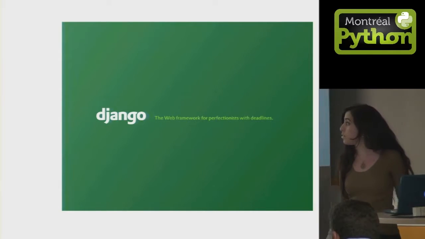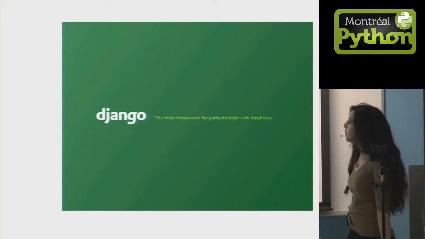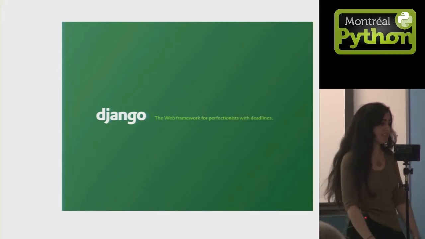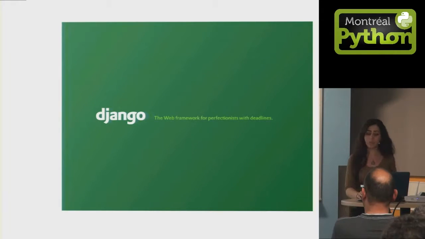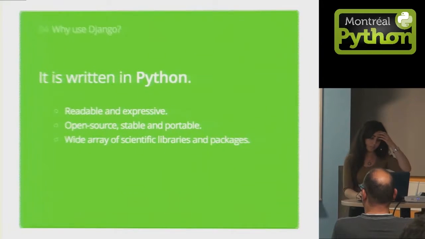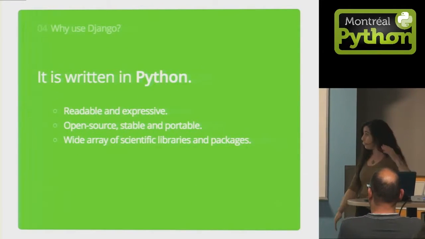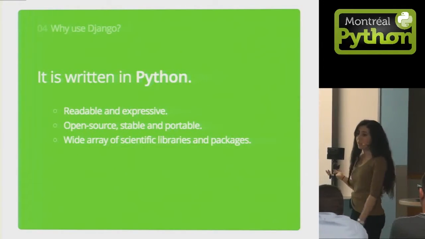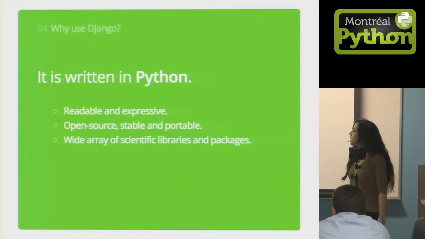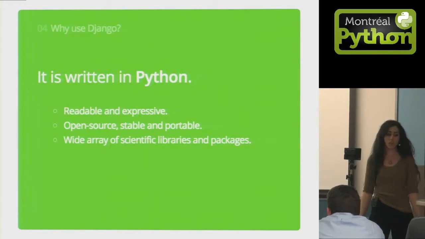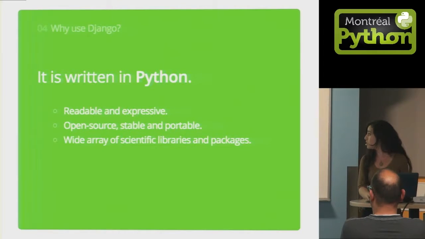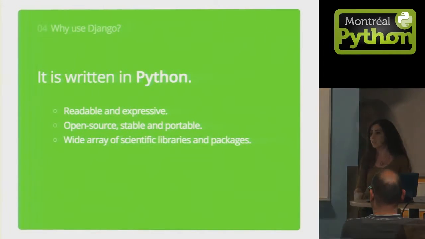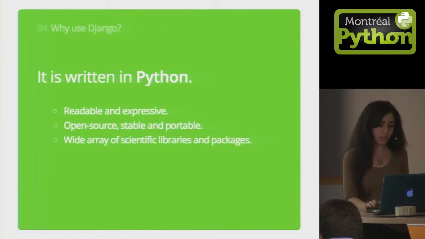So enter Django. Django is a web framework for perfectionists. So why was Django suitable for my purposes? Well, first of all, it's written in Python, and like I said, there's a bunch of libraries that can come in handy. Second of all, it's pretty readable for me. It's pretty concise. It's a concise language, in my opinion.